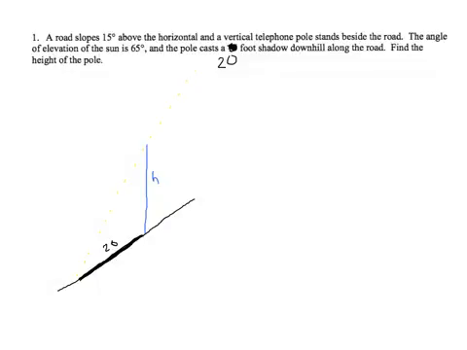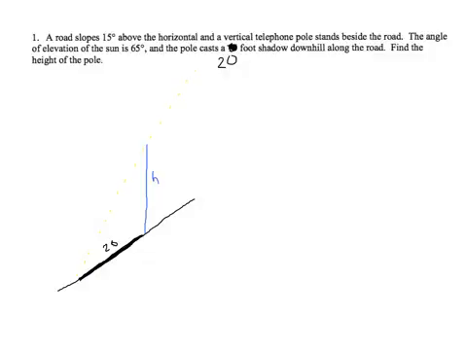Okay, example 1. I did say this was the toughest of the three. And so we have a road that slopes 15 degrees above the horizontal. There's a vertical telephone pole that's standing beside the road. So what I'm trying to show you here is, here's the road, 15-degree angle. Here's our blue telephone pole, vertical. And we know the angle of elevation for the sun is 65 degrees.